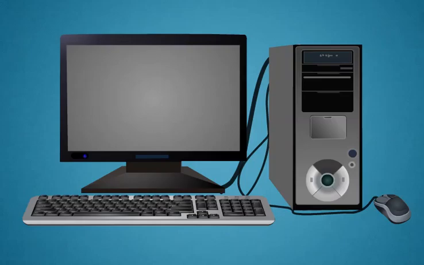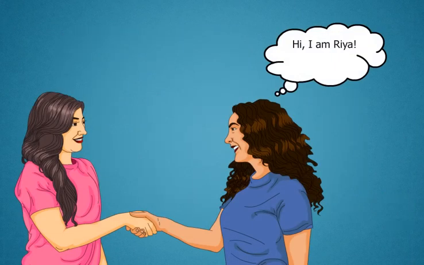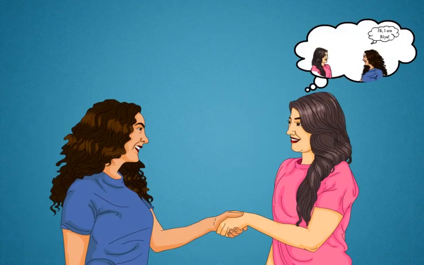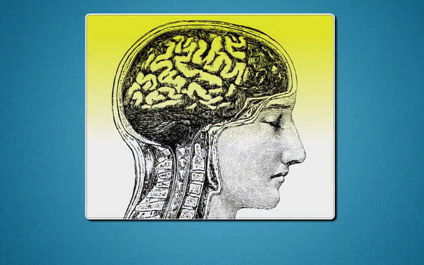To understand computer memory, first let us see how we remember things. When someone tells us his or her name, what happens? We remember the name, right? So that when we meet the same person the next time, we call them by their name. So where is the name stored? It is stored in the memory of our brain.